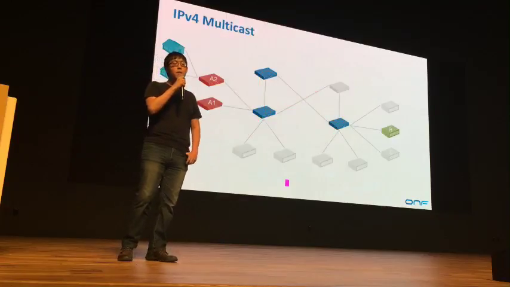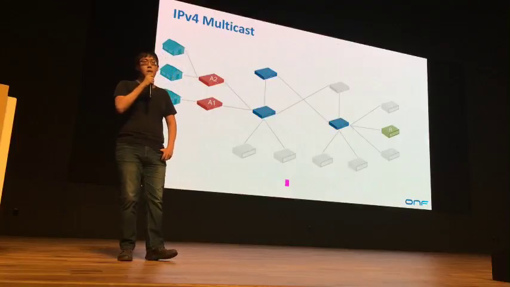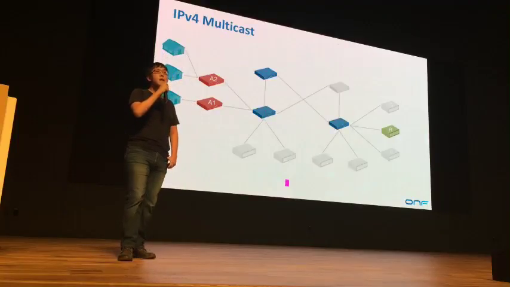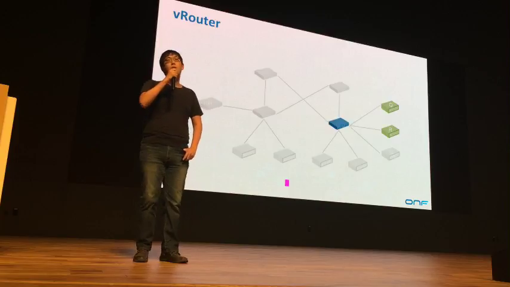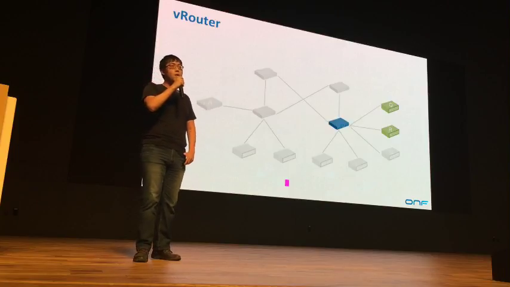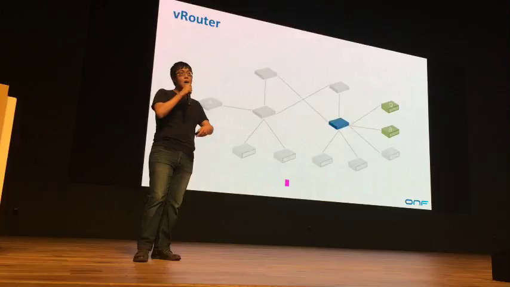IPv4 multicast is typically used for IPTV. The feature is used for the Quagga to peer with the upstream router in order for our users to talk to the upstream, to the internet.